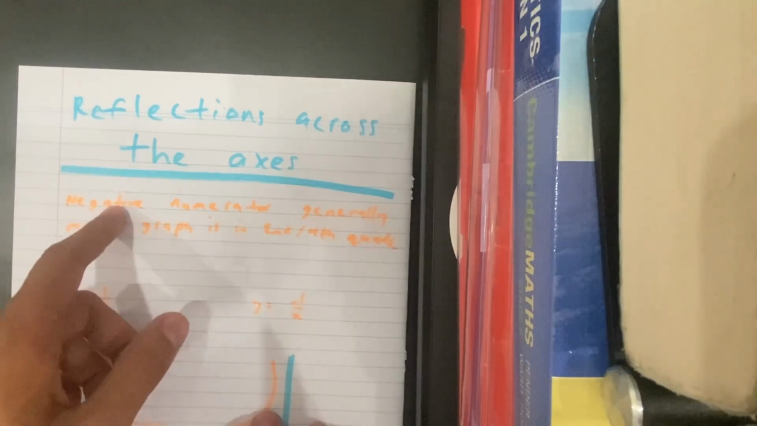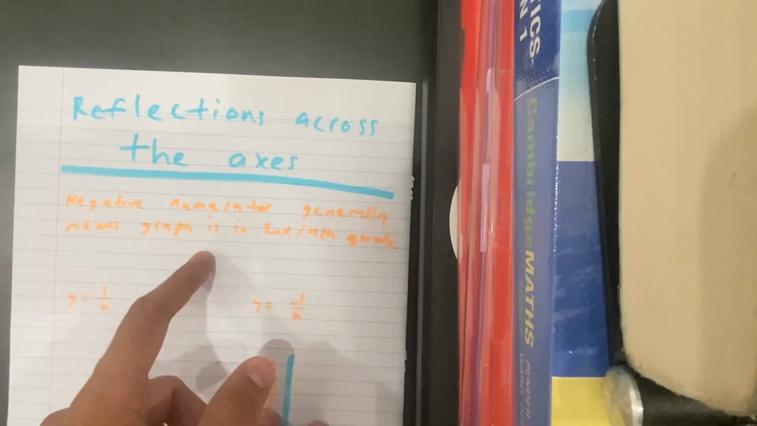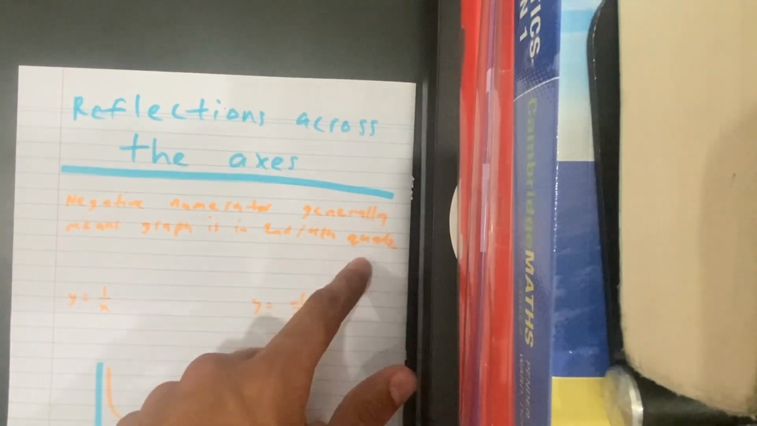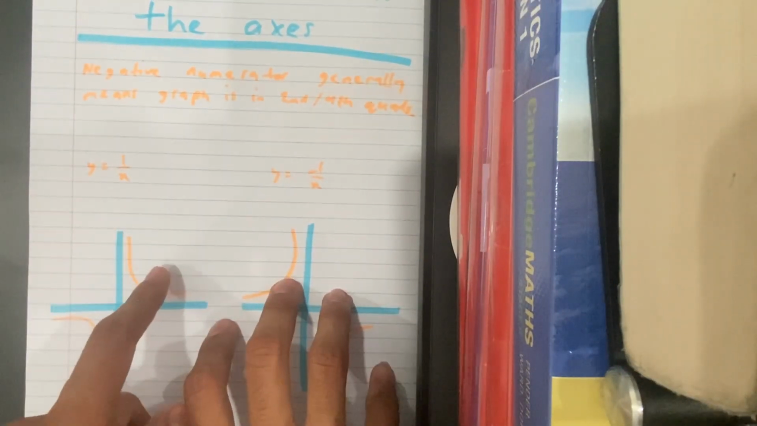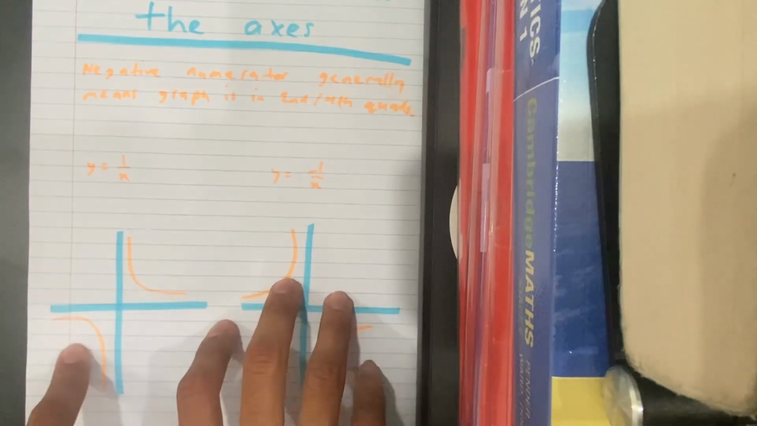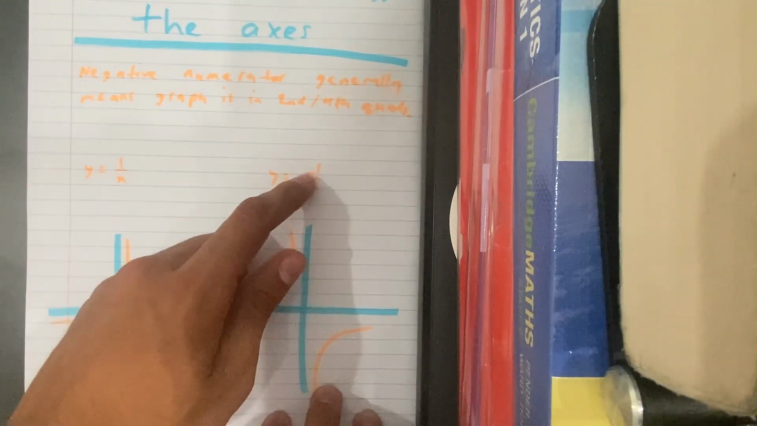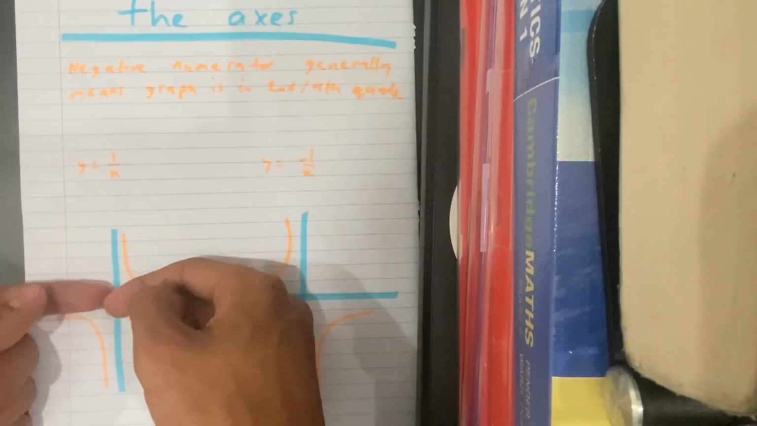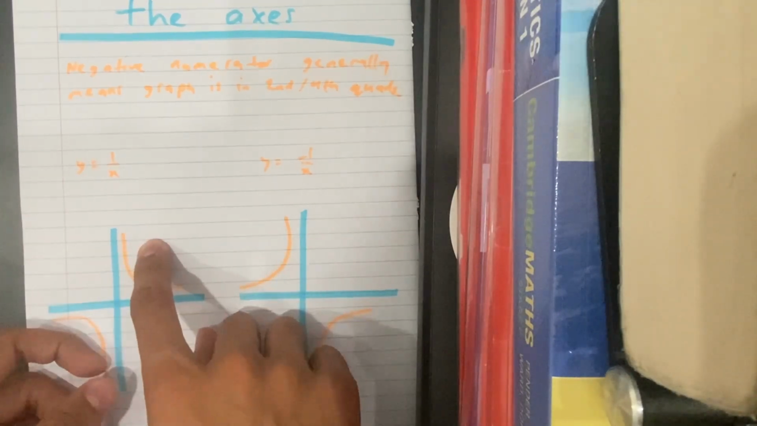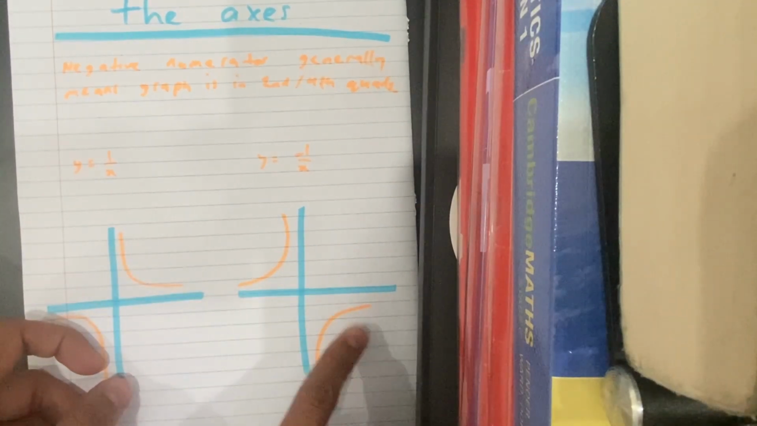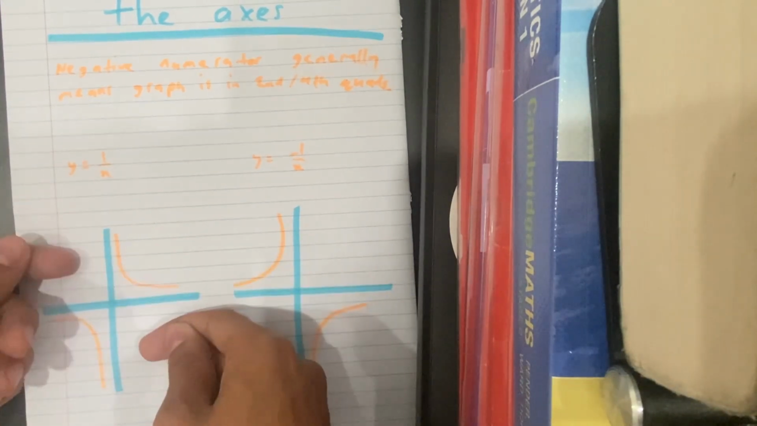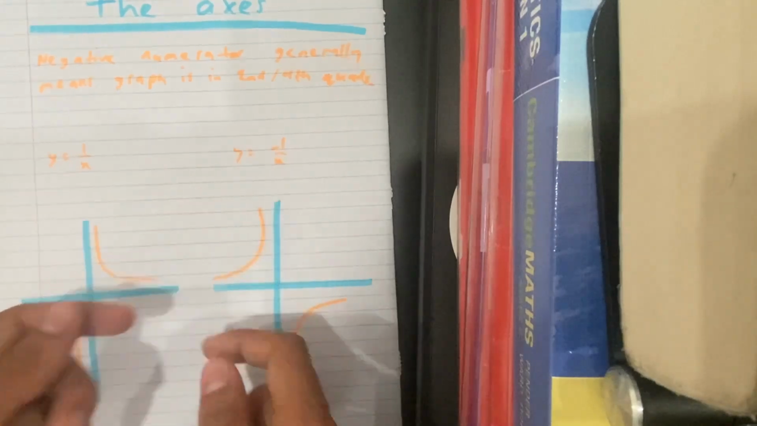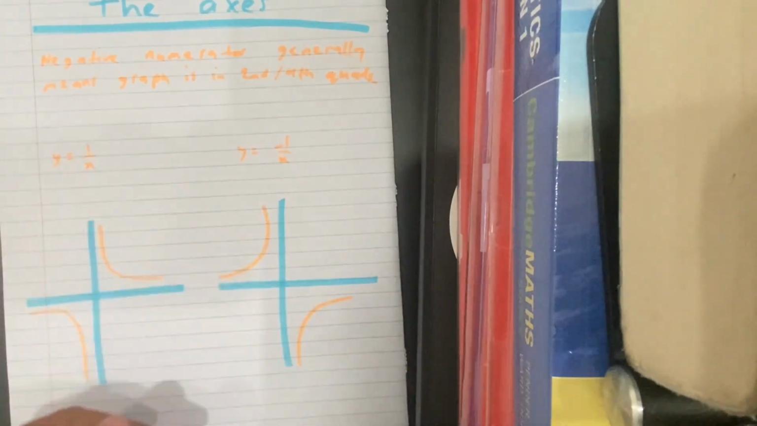When we're looking at reflections across the axis, a negative numerator generally means the graph is in the second and fourth quadrant. Let's look at the normal one. It's in the first and third quadrant. But when you add this negative sign, the graph flips across the x-axis, meaning the first quadrant graph goes in the fourth quadrant, and the third quadrant graph goes in the second quadrant. It's basically just flipped. This negative sign means the graph flips across the x-axis.